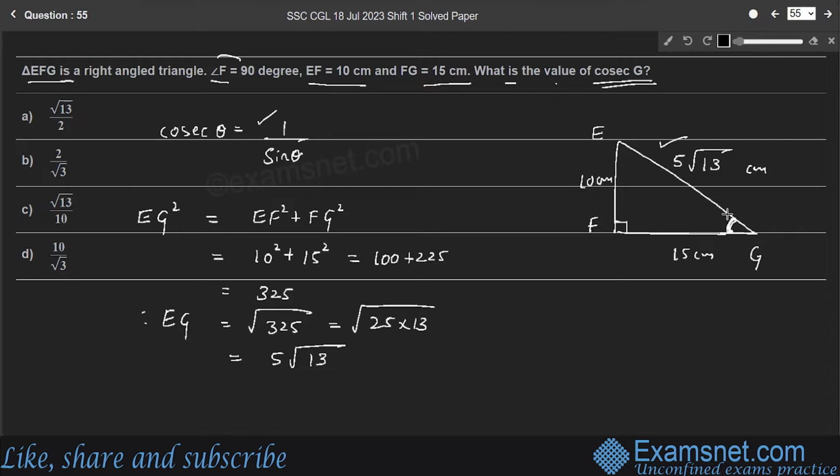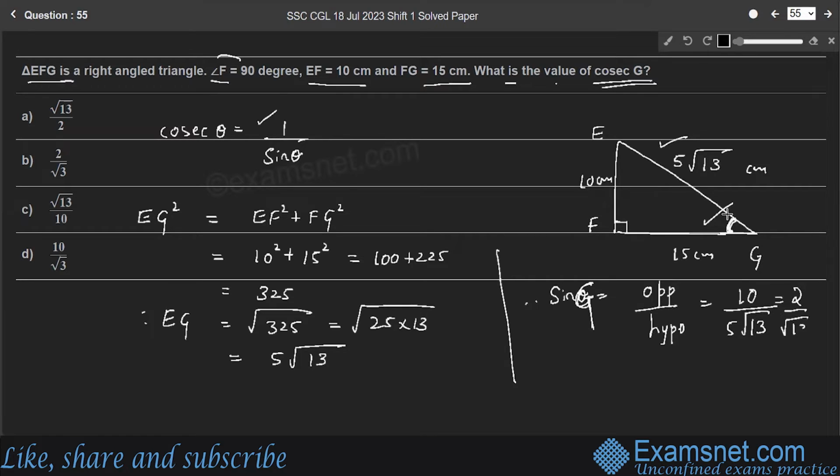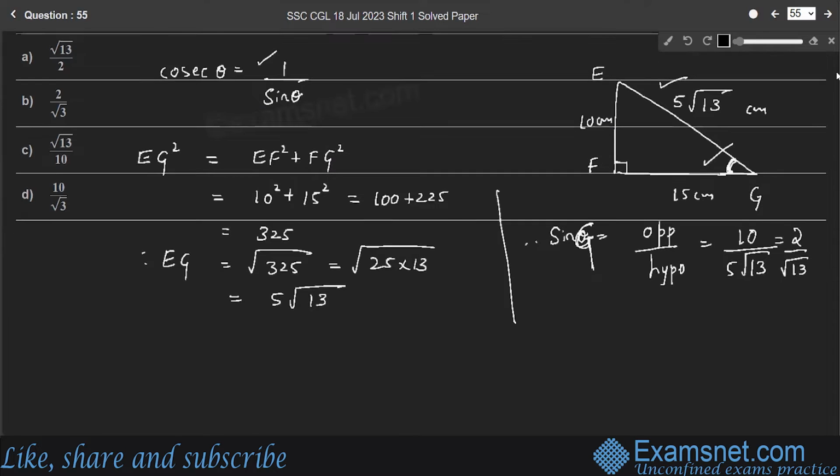So now we need cosecant theta. For that we need sine theta. So sine theta is equal to opposite by hypotenuse, right? Opposite side to angle G. Here theta is G, so we'll consider sine G. Opposite is 10 centimeter. Hypotenuse is 5 root 13. So it is 2 by root 13. Sine G is 2 by root 13.